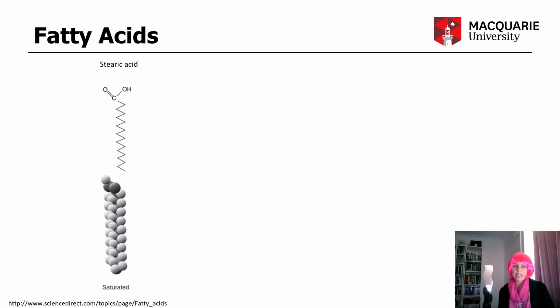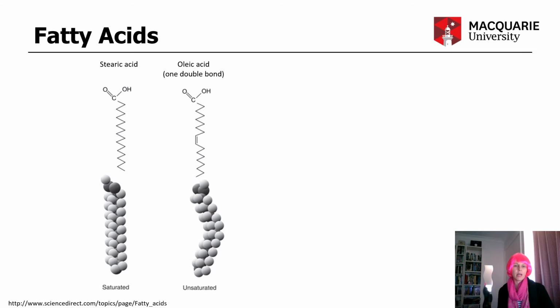So if we have a look at fatty acids, we have our stearic acid. You can see that it's a saturated fatty acid, where every possible place that a hydrogen can be attached to the carbon chain is occupied. That's what saturated fats mean: the chain of the fatty acid is saturated with all the possible hydrogens that can attach to that chain.